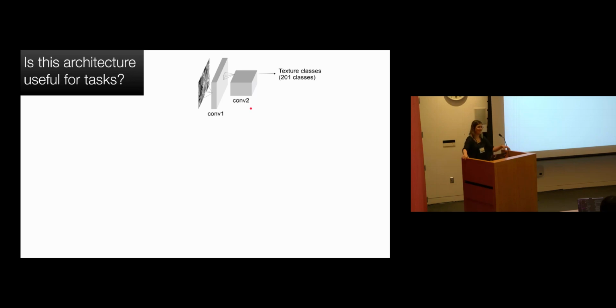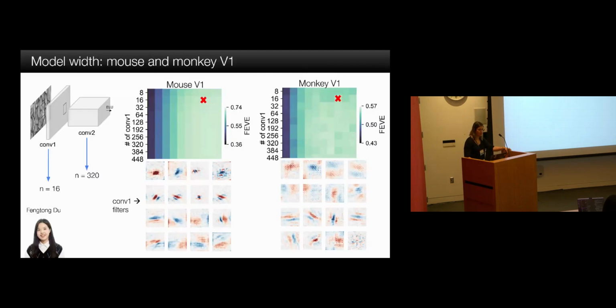Yeah, sorry. But I guess I was wondering, can you have a lot of layers, but a deep number? Then you can also explain V1.